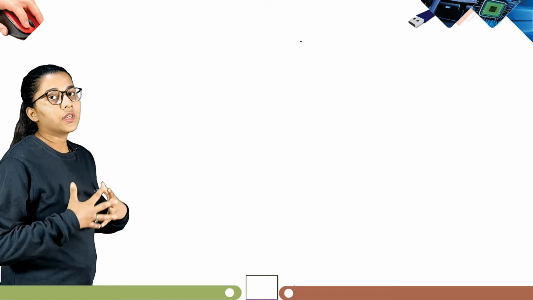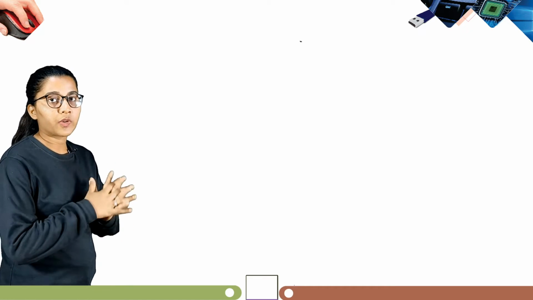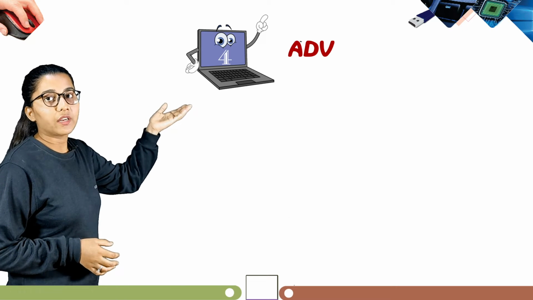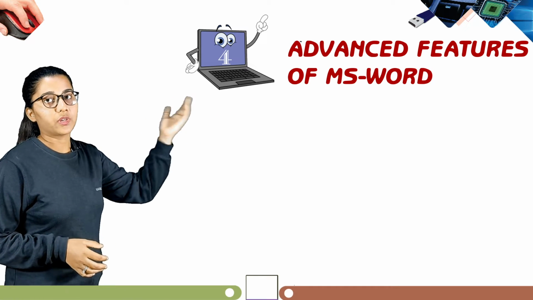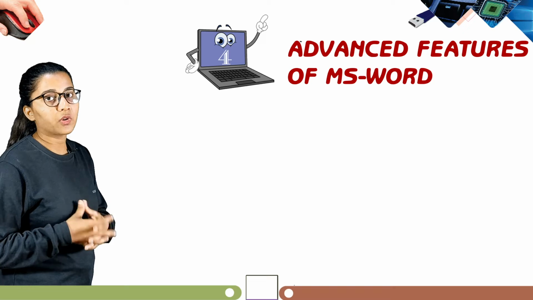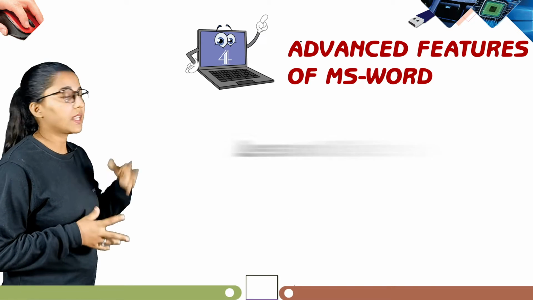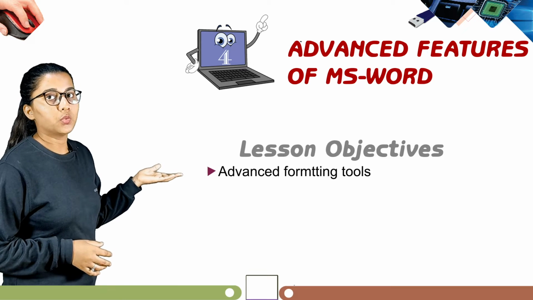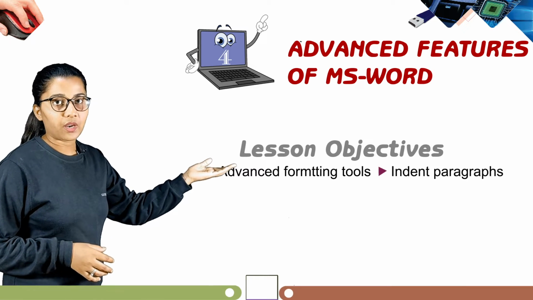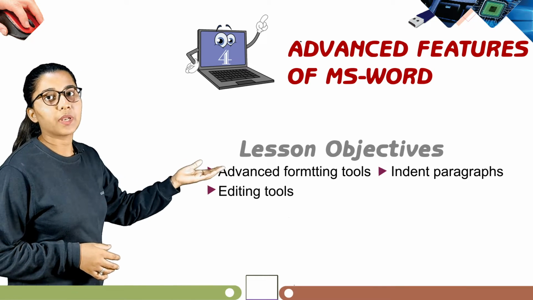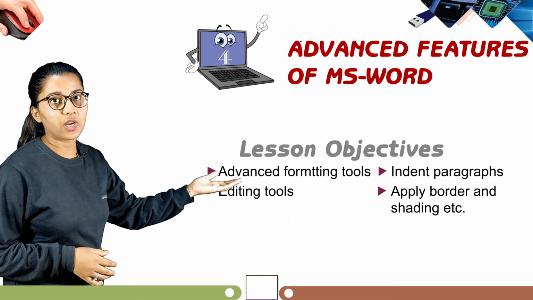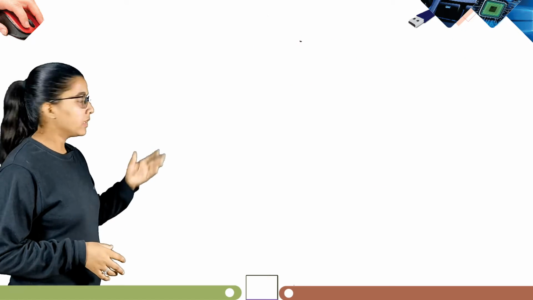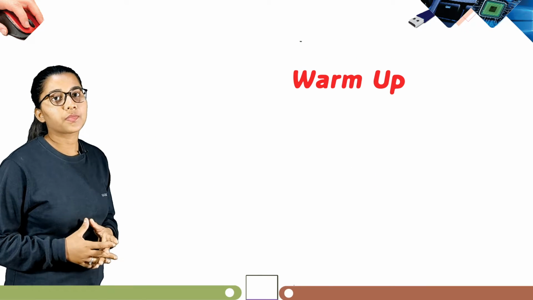Today we are going to learn about some interesting chapters of computer. So let's start our fourth chapter, that is Advanced Features of MS Word. So students, before we start our chapter, we have some lesson objectives. Advanced formatting tools, indent paragraphs, editing tools, apply border and shading, etc. Set up the page.